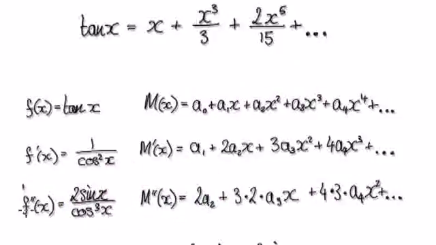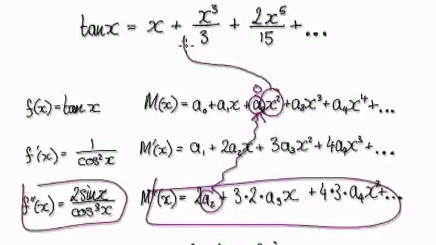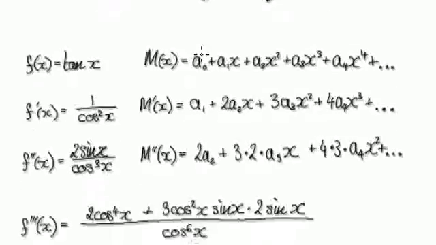So looking at this, when you demand this to be the same as this, a2 here equals 0. So going back to here, a2 is 0. That's why you haven't got an x squared here. Okay, so now the third derivative.